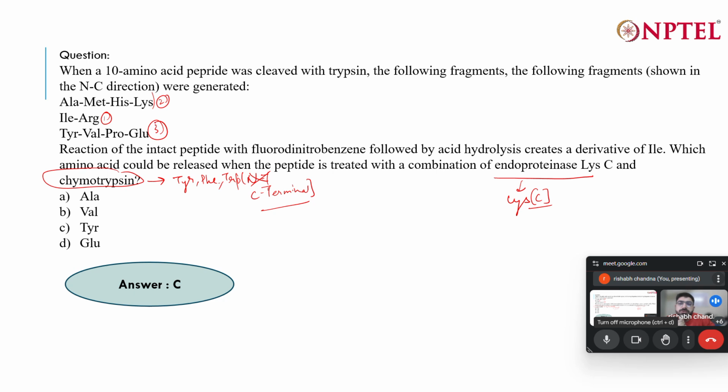So this fragment is formed. Now the other fragment that would be formed is tyrosine. The cleavage of chymotrypsin will be after tyrosine, so this fragment will be released. So the only amino acid that we'll be getting from the given molecule is tyrosine. So is the explanation clear?